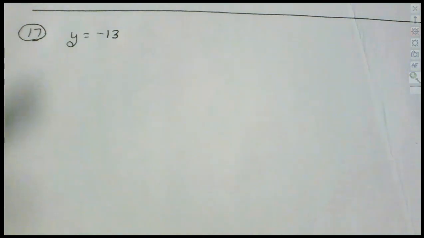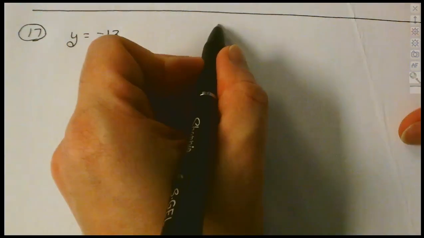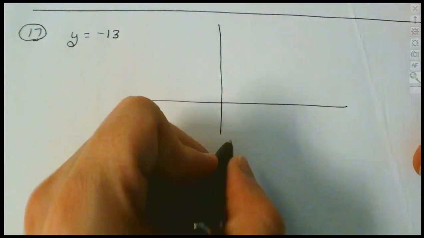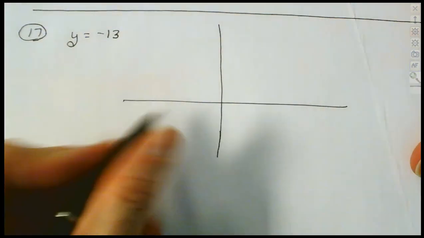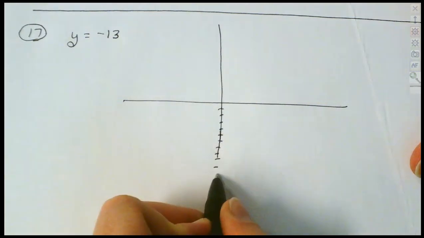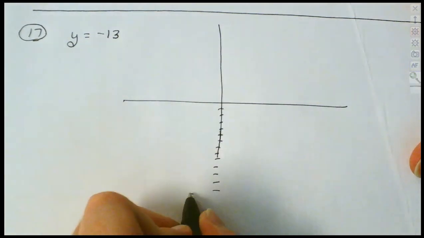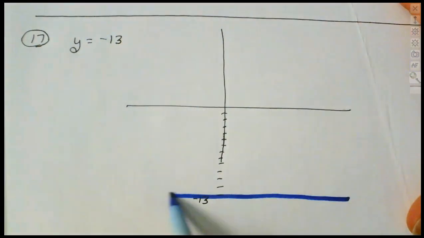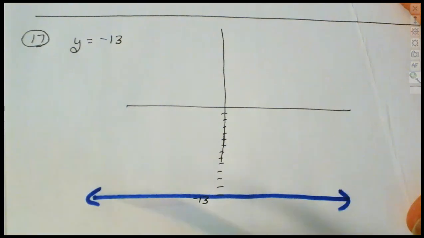Now, we can look at this graphically and also show why this is a function, because this one's actually really easy to graph. If I was to graph this, what would it look like? If I was to graph y equals negative 13, 6, 7, 8, 9, 10, 11, 12, 13. Negative 13 is clear down here, and if I was to look at this as a y line, remember a y line looks like that, right?